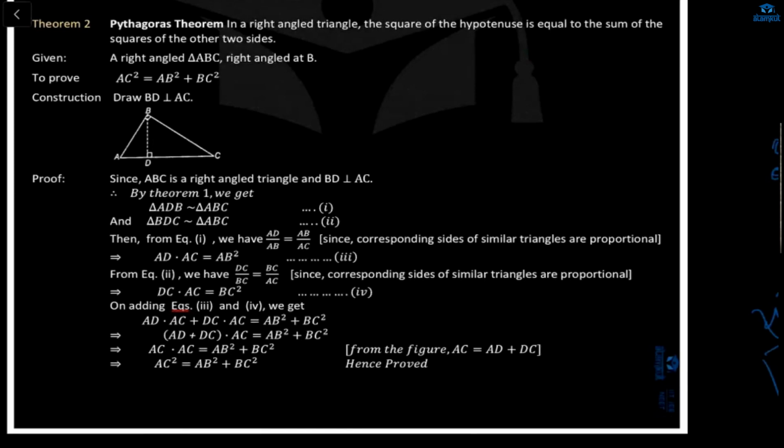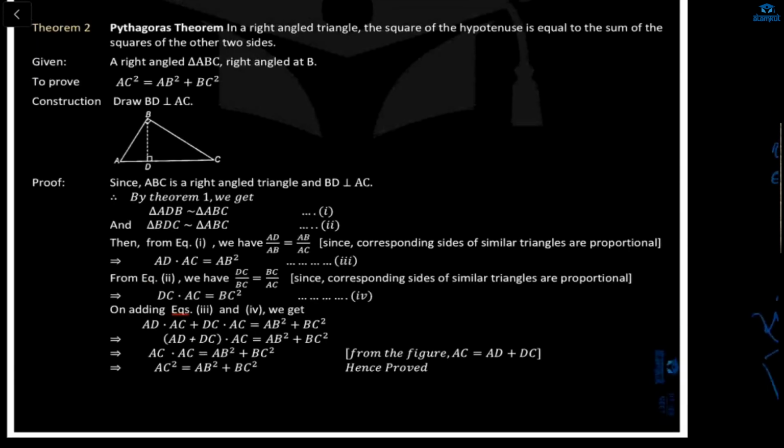Pythagoras theorem: in a right angle triangle, the square of the hypotenuse is equal to the sum of the squares of the other two sides. Now how are we going to prove this? We are given a right angle triangle ABC, and we have to prove that the hypotenuse square will be equal to the sum of the squares of the other two sides. For proving this, we are drawing BD perpendicular to AC.